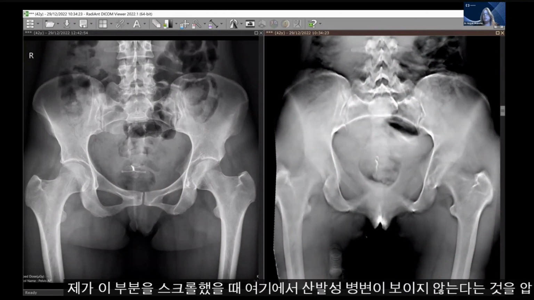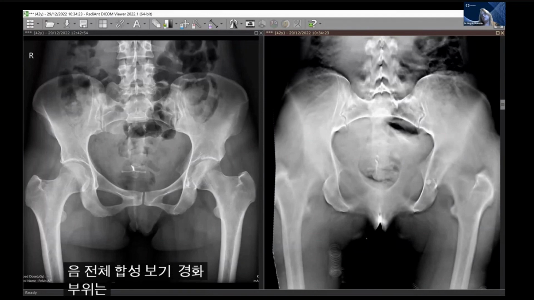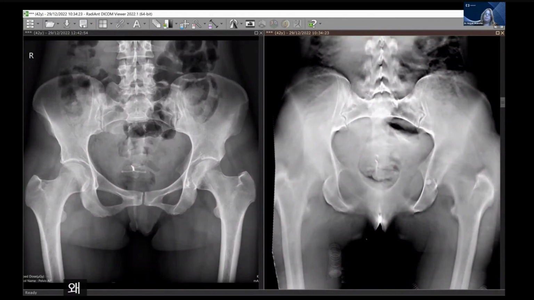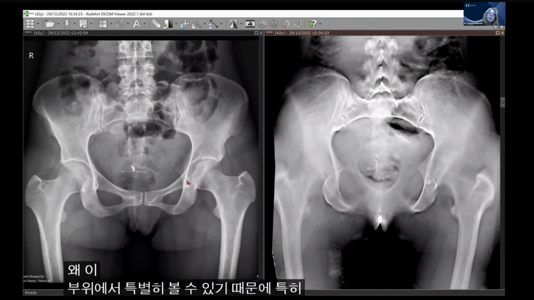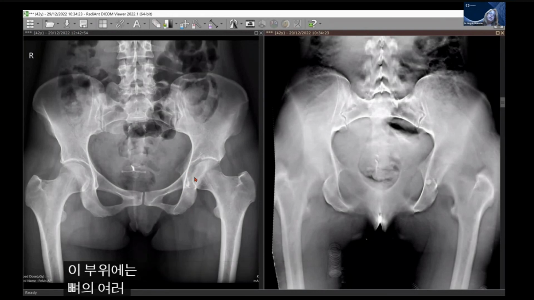When I scroll through this tomosynthesis, look at this sclerotic lesion. See? This is actually missed on the radiographs. Why? Because specifically in this area here, you can see it maybe, but there are multiple parts of the bones that are superimposed on it, and therefore a sclerotic lesion was missed.